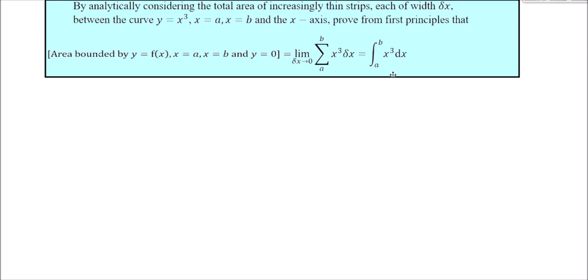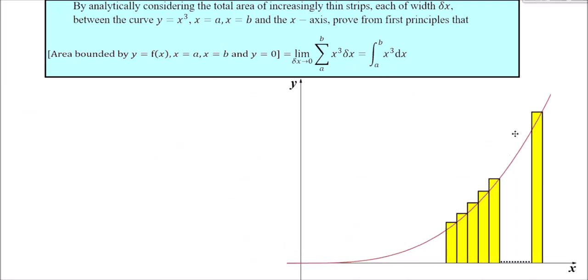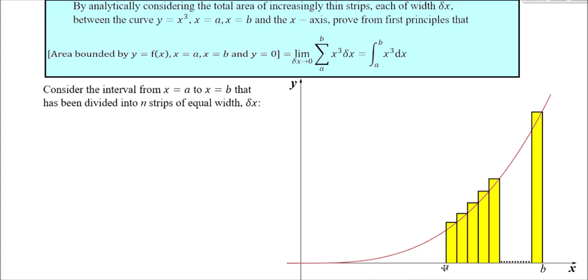So it's just about piecing it together and illustrating it clearly and robustly. What I would suggest we do is get a graph to visualize what's going on. So this is a graph of y equals x cubed. The red line is y equals x cubed. And here are these bars, each of width delta x. So I'm going to put in the limits a and b, and imagine I want to find the area between the red curve, x equals a, x equals b, and the x-axis.